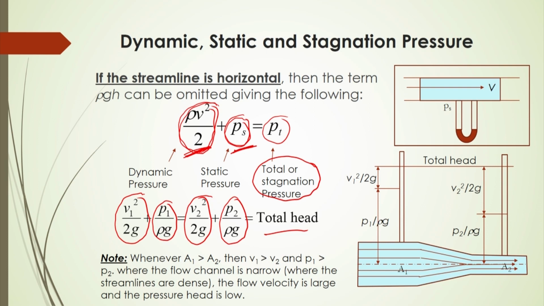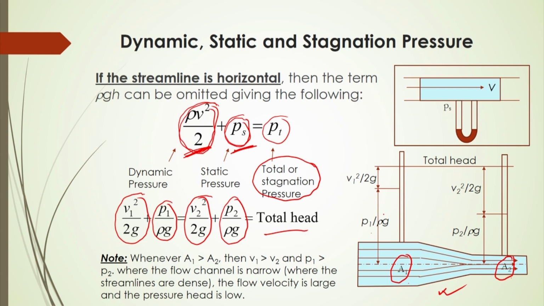So, if I consider this figure here, you will see two cross sections, cross section A1 and cross section A2. In this case the velocity of the fluid at the first section will be V1 and the velocity at the second section will be V2. And then what will be the energy here? V1 square by 2g is called kinetic energy, and P1 by rho g is called pressure energy.